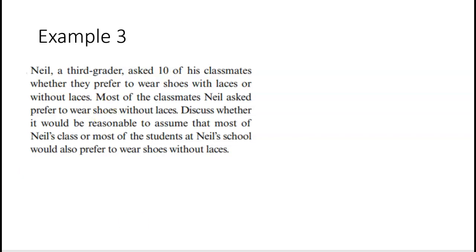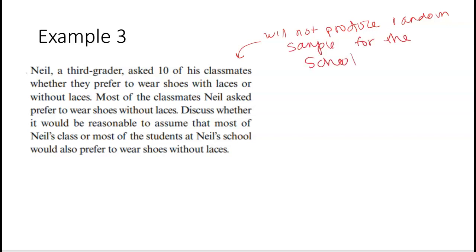So there's a couple things going on here. First, Neil asked 10 of his classmates. Well, this will not produce a random sample if we just ask 10 people without properly doing a random sample. So this will not produce a random sample for the school, right? Neil's in third grade. So if he only asks 10 of his classmates, that's not going to be representative of the school.